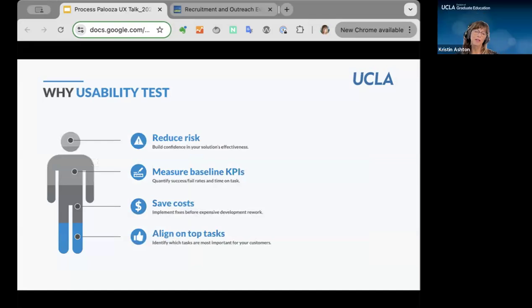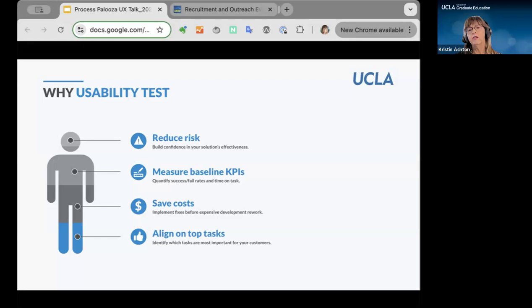So as we explained in the earlier slide, usability testing can be a great way to recognize problems with an application or a process. Conducting tests can reduce the risk that you are on the wrong path, and early testing establishes a baseline, which you can measure future success or fail rates against.